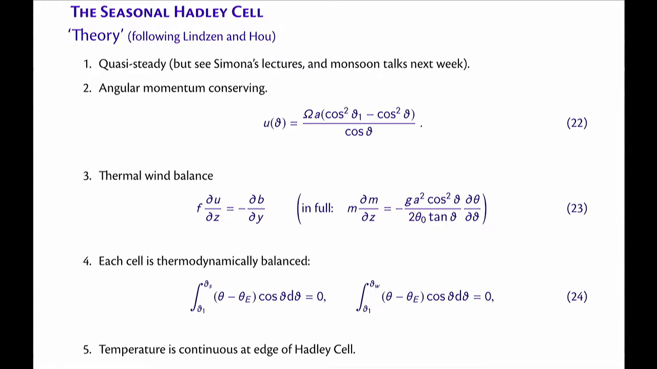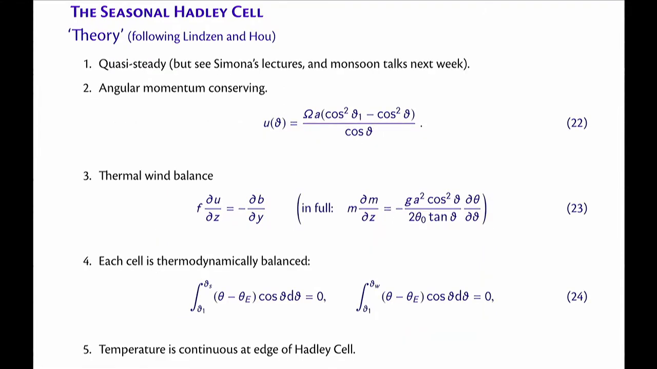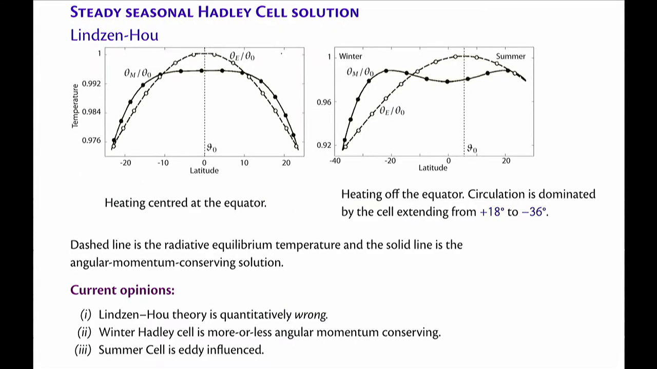Lindzen and Hou did this variation of the theory. It's more or less the same kind of theory, except now the air is rising off the equator, and they go through the mathematics and get the same kind of result. This is the angular momentum conserving temperature here, and the equilibrium temperature.